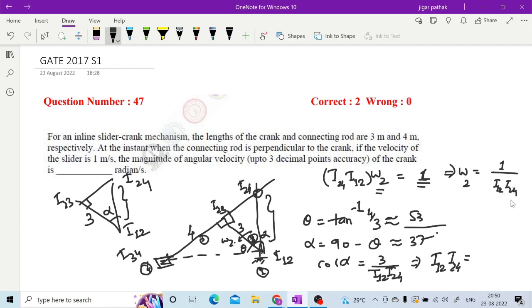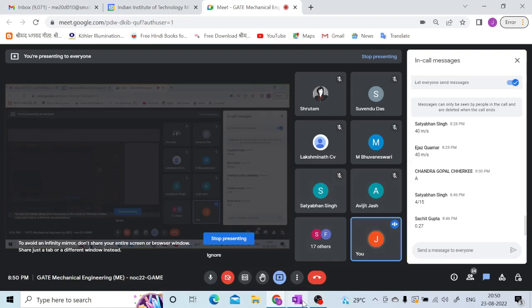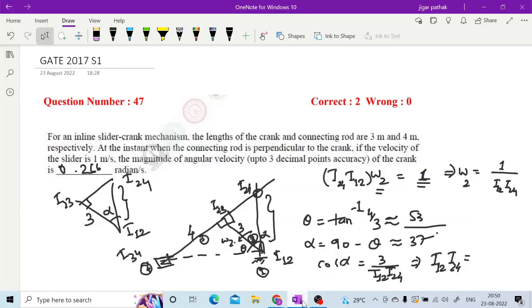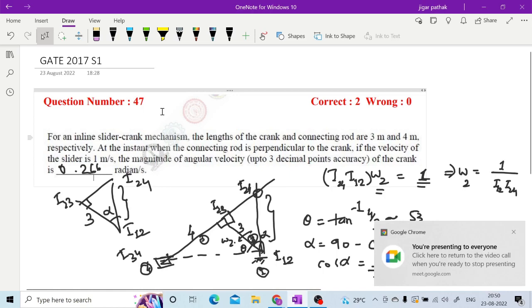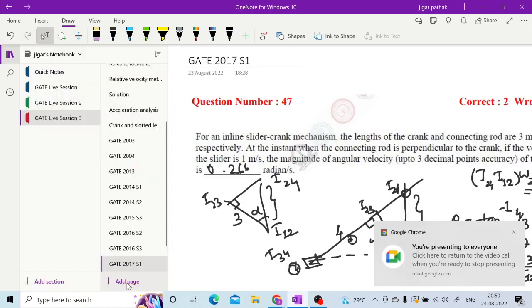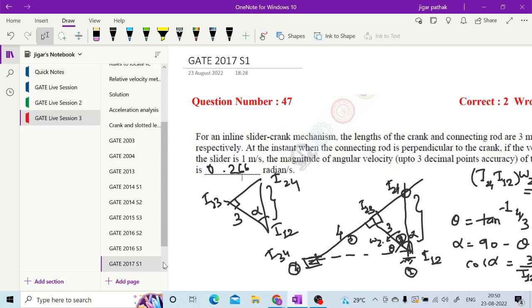Sir, I am getting value of omega 0.267, is it correct? Yes, 0.266 is the answer. So 0.266 or 267, whatever is the correct answer, right? Yes, sir. So, are you guys done? You got this one, right? Yes, sir. So, now let us go to the next one.